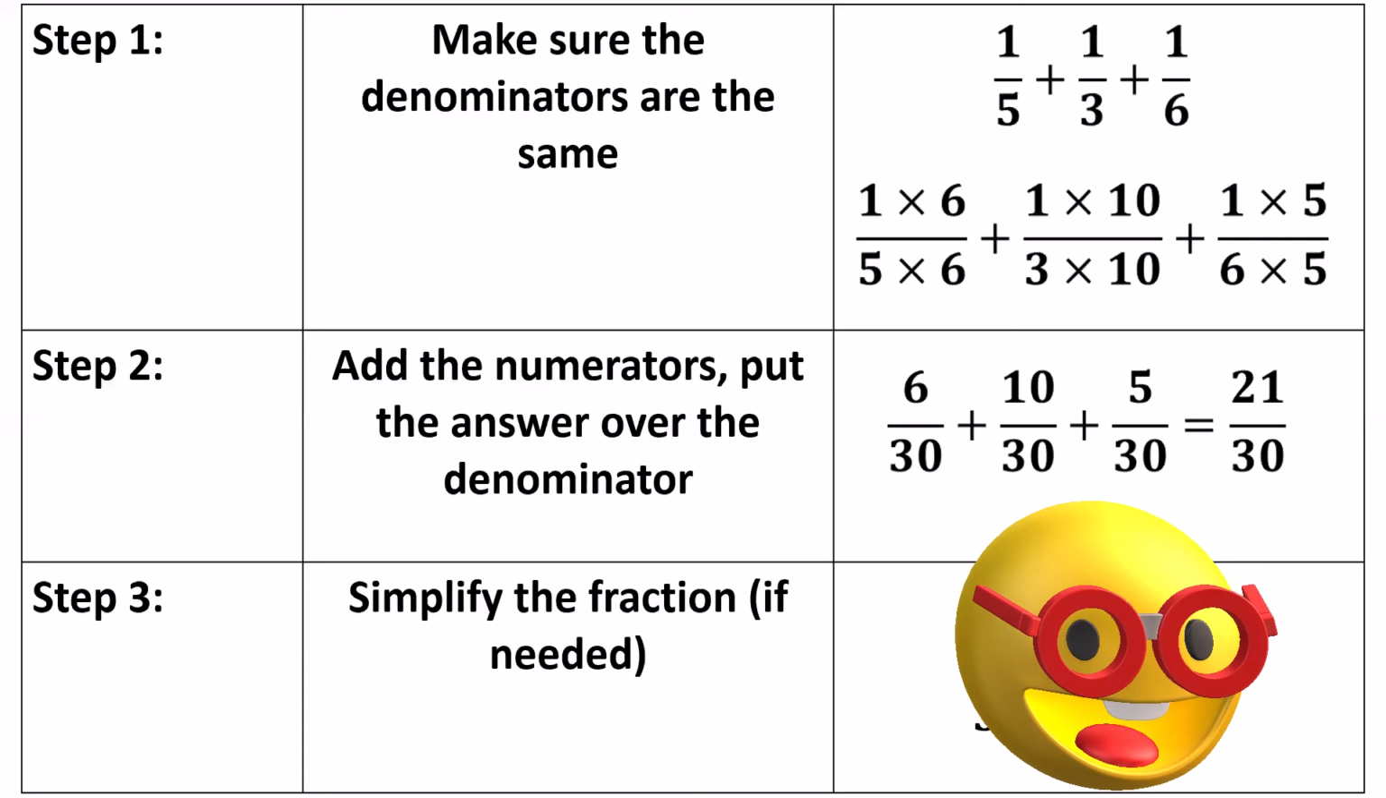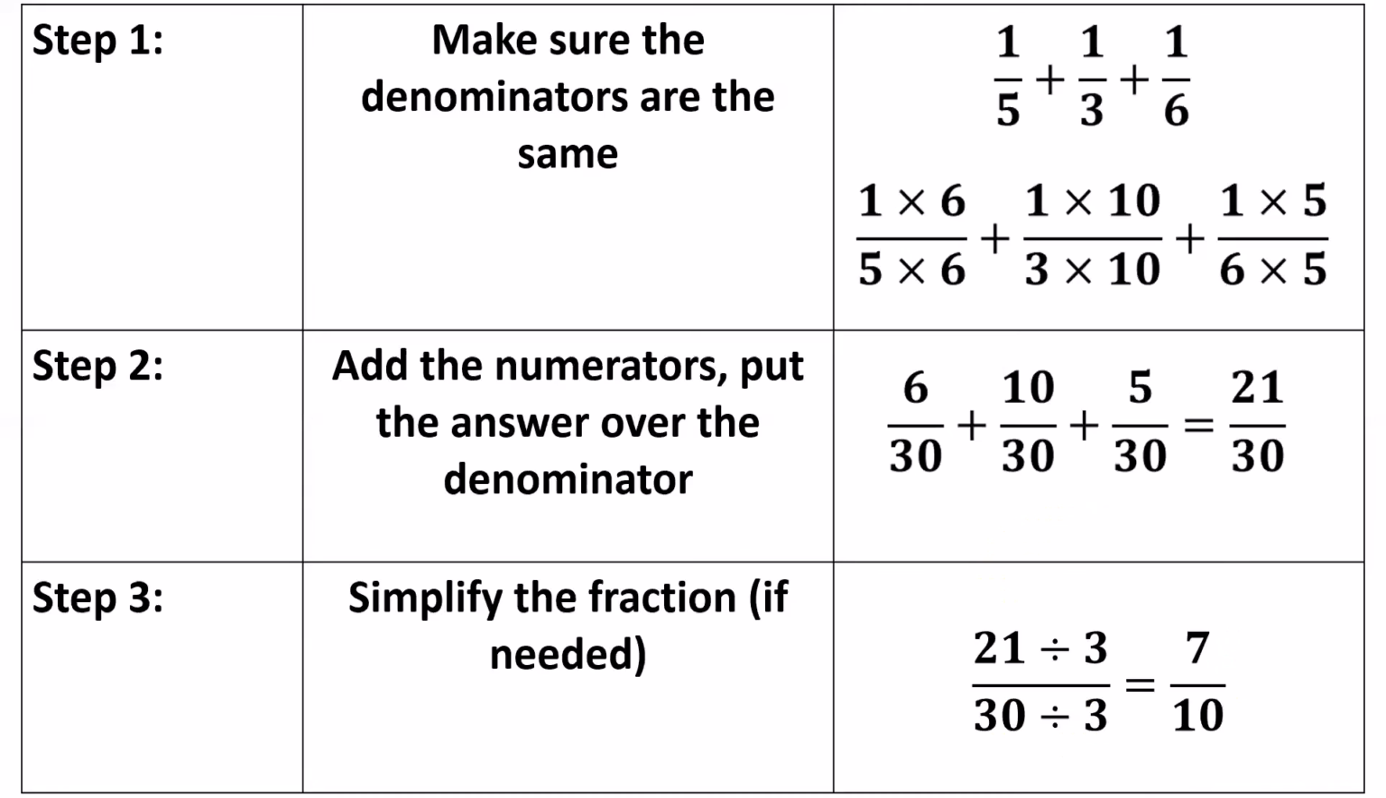I end up with 21/30. Now, when we simplify this, you have to understand that when we do the scale factor, that's when we're multiplying and finding equivalent fractions. When we simplify, we're trying to get something into its simplest form.